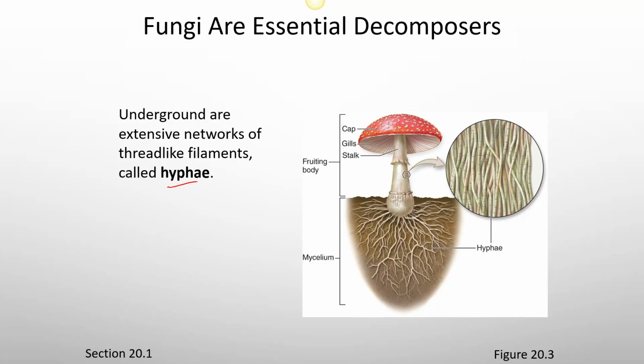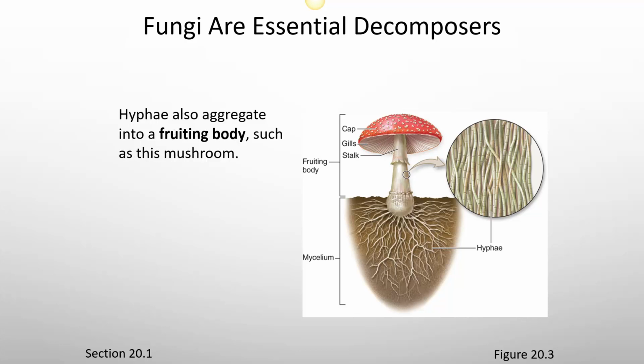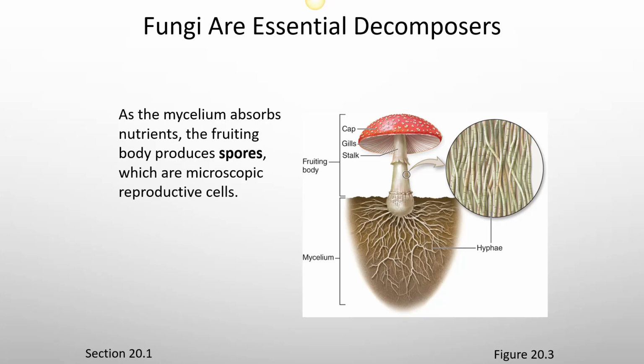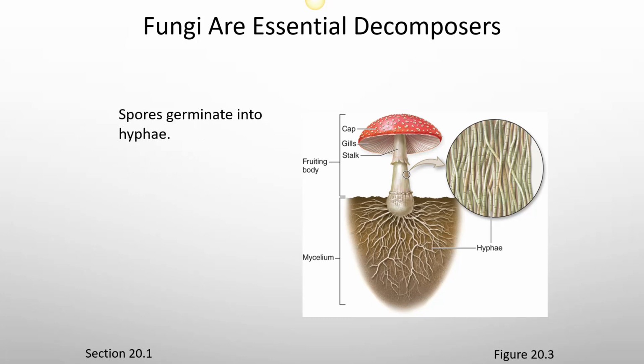Hyphae. So hyphae are the filaments that you see. If you've ever had moldy bread or moldy food in your fridge or something like that, all of those thread-like fuzzy filaments, those are hyphae. The mycelium is an aggregated clump of hyphae. So where it's the most dense, that's what the mycelium is called. Hyphae also aggregate into a fruiting body, such as this mushroom. But like I said, not all fungi produce mushrooms. As the mycelium absorbs nutrients, the fruiting body produces spores, and the spores are microscopic reproductive cells. Spores germinate into new hyphae.